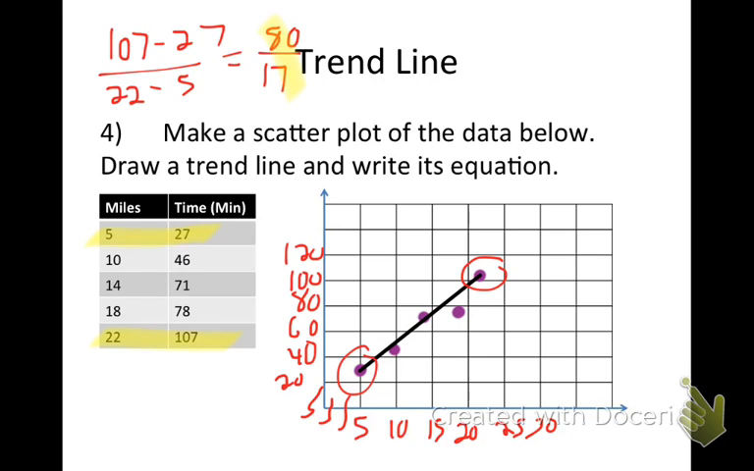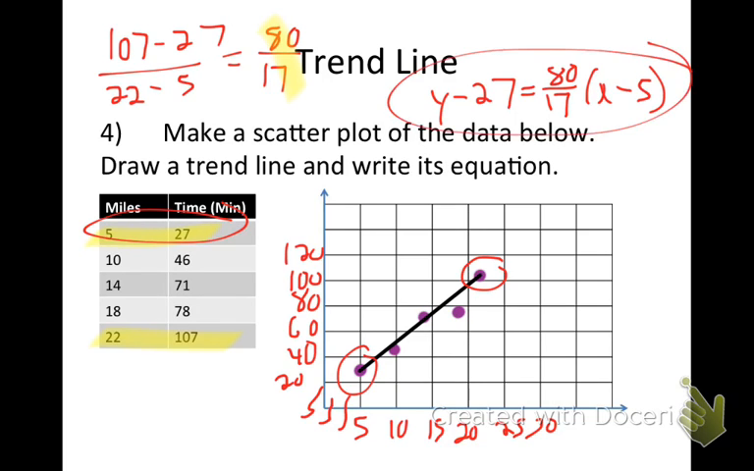Now that I have my slope, what do I want to do? Put it into point slope. I'm going to choose (5, 27). So y minus 27 equals 80 over 17, parentheses, x minus 5. And there's the equation of my line now. Feel pretty good about this?